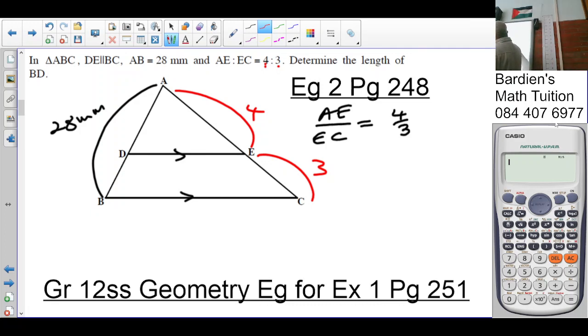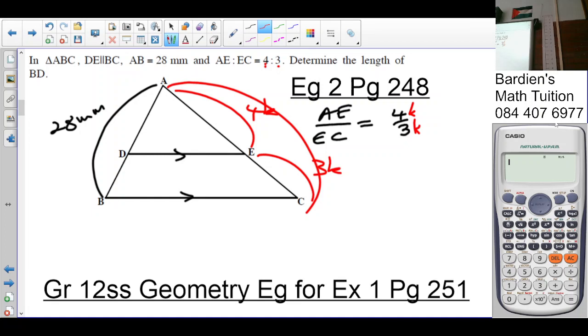So what we do is we introduce a K. If it was 12 and 9, then K would have been 4. If it was 400 over 300, then K would have been 100. If it was 40 and 30, K would have been 10. That is why we now bring in a variable here. So instead of saying 4 and 3, I say 4K and 3K. So what is the length of AC? 7K.